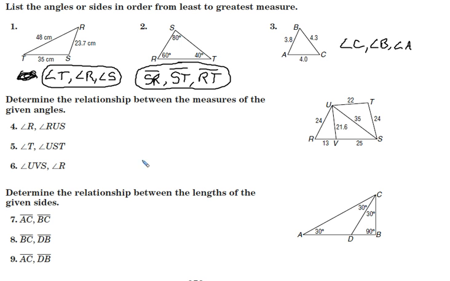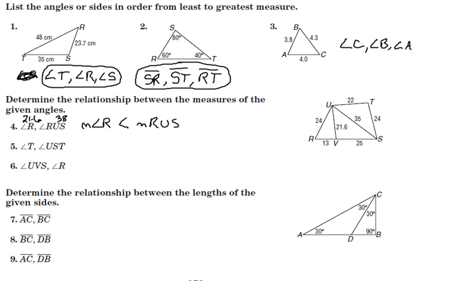4, 5, and 6. We're given the sides of all these triangles, and we need to say the relationship between these angles. We're just going to list it as less than or greater than. So we have the measure of angle R compared to the measure of angle RUS. Here's angle R, and that goes with 21.6. RUS goes with two sides here, 13 and 25, to make 38. So we can see that the side opposite RUS is bigger, so that means the measure of angle RUS will be greater than. And so that's our answer for 4.